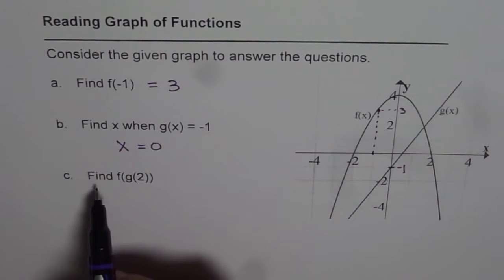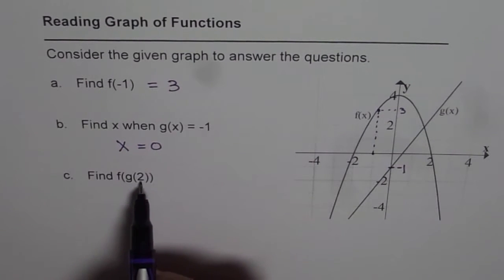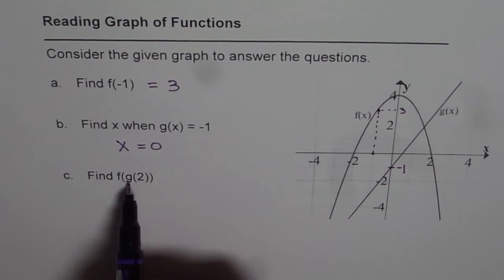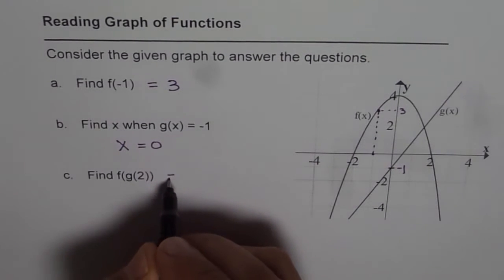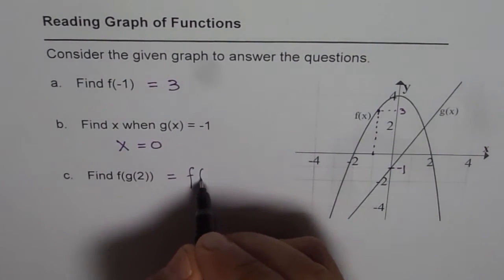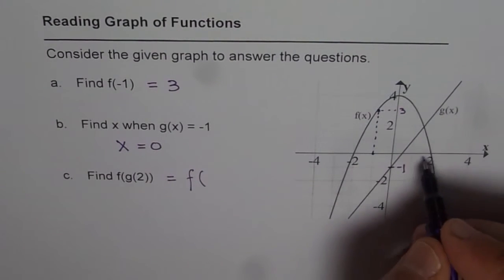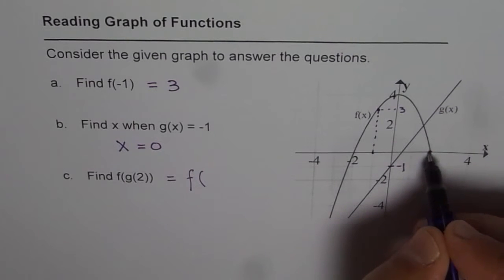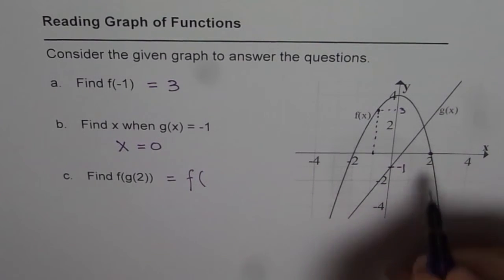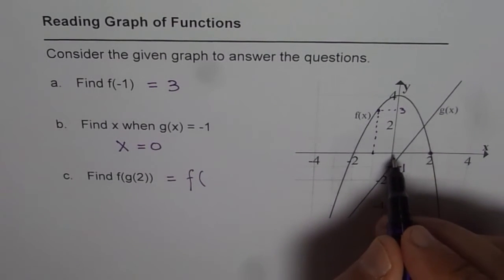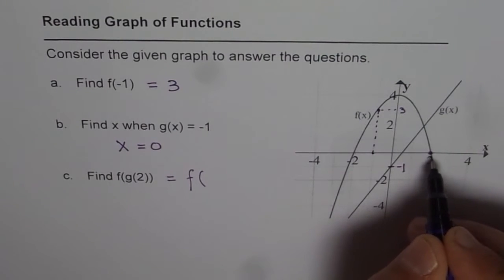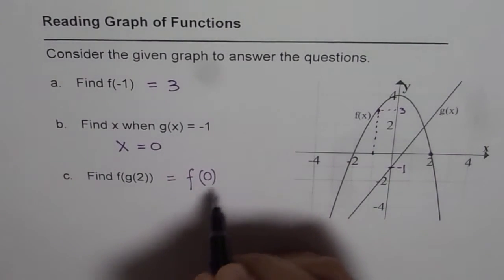Now we have find f of g of 2. So let's figure out what is g of 2. So we can write this as equal to f of g of 2. That means value of g of x at x equals to 2. At x equals to 2, the value is just 0, right? So g of 2 is 0, so we get f of 0.